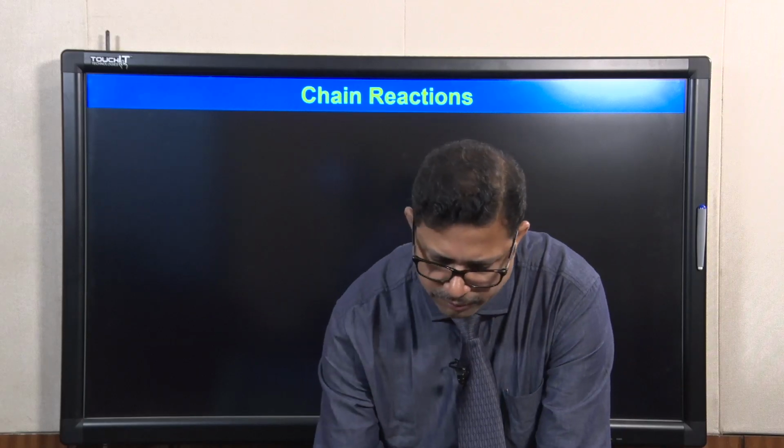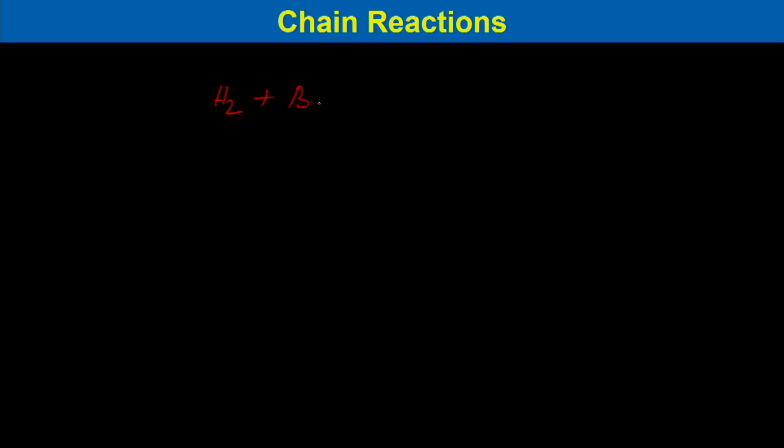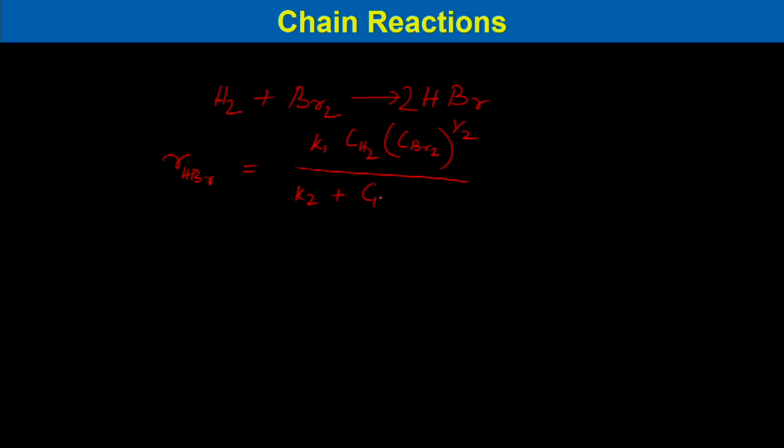So, the reaction of hydrogen plus bromine forming twice HBr, and the experimental rate for this reaction is observed as r_HBr equal to k1 concentration of hydrogen into concentration of bromine to the power half, divided by k2 plus concentration of HBr divided by concentration of Br2, and the reaction involves the following mechanism.